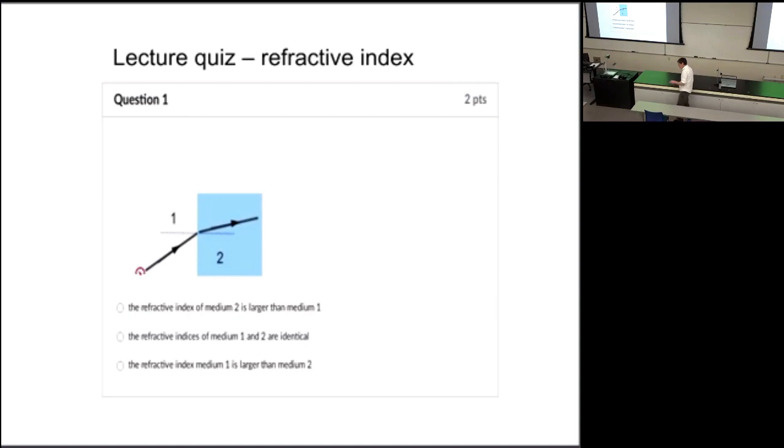So light, when it travels from lower to higher refractive index, is bent towards the normal. Light rays, if they travel from higher refractive index to lower refractive index, the other way around from the picture, get bent away from the normal. Here's how I remember this. This is one way of remembering it.